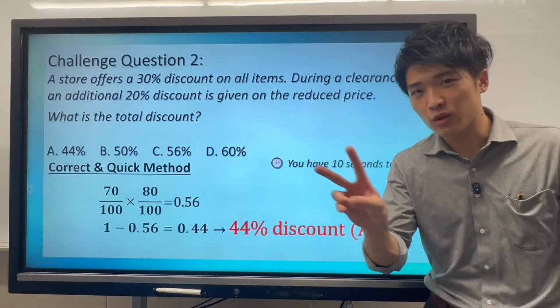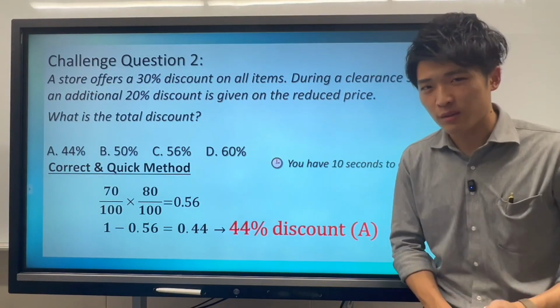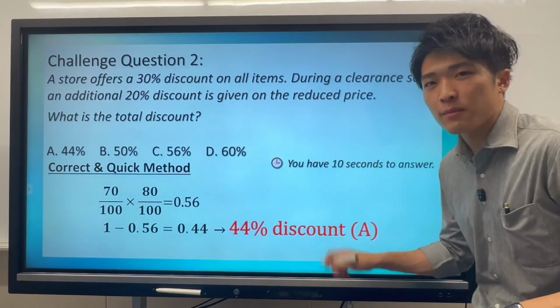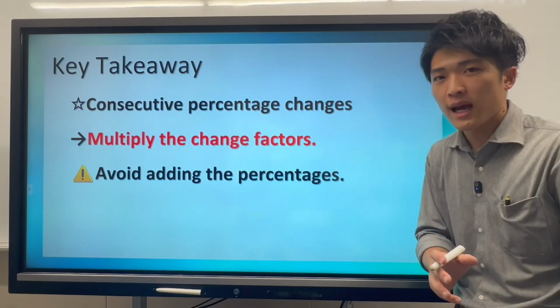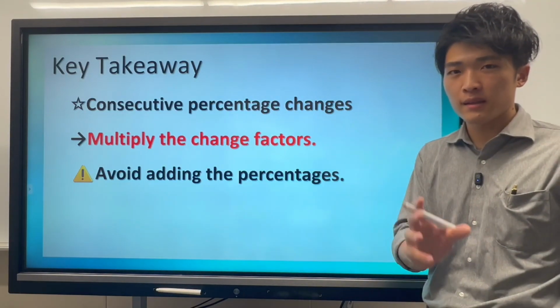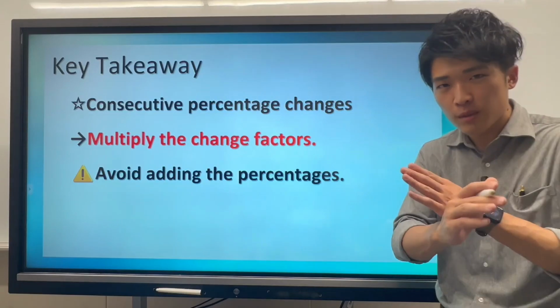Alright, we've tried 2 questions so far. Were you able to get both of them right? When it comes to consecutive percentage changes, you need to multiply the rates of change. Never simply add or subtract the percentages. That's a common pitfall, so make sure you remember that.